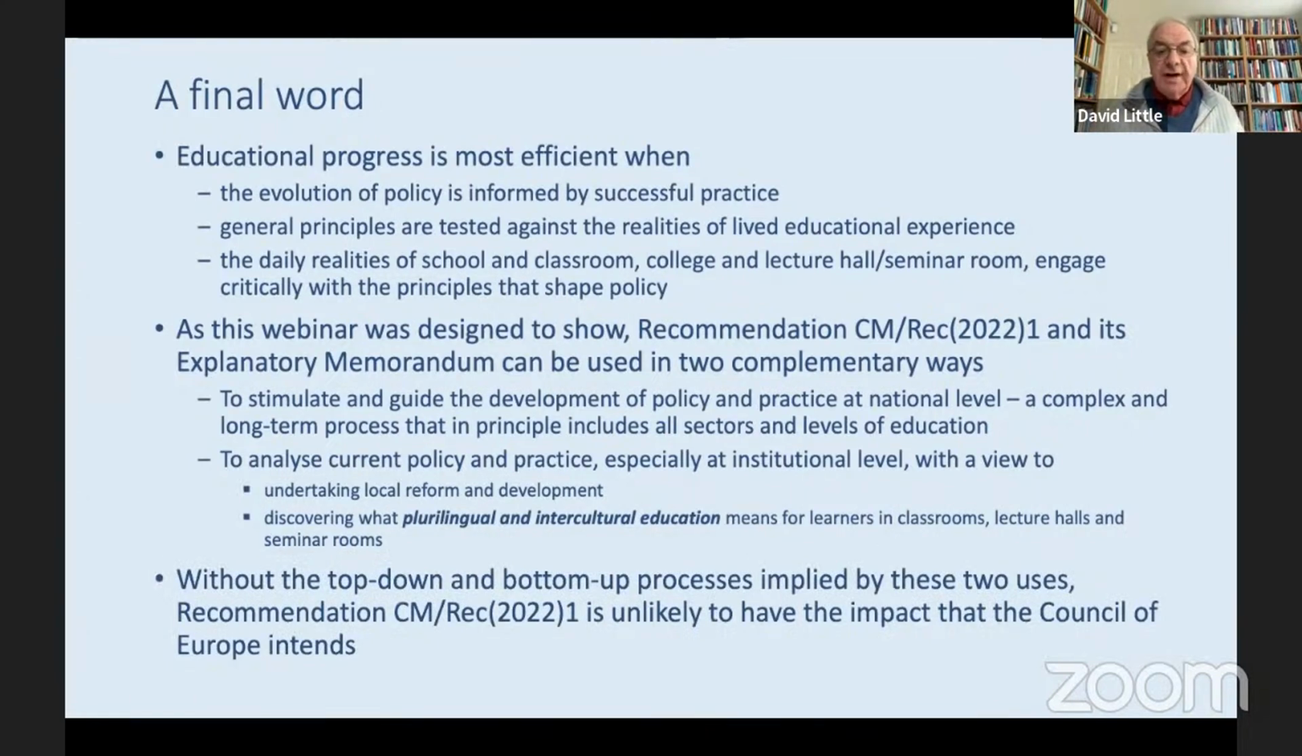Without the top-down and bottom-up processes implied by these two uses, the recommendation is, I think, unlikely to have the impact that the Council of Europe intends. If there aren't examples of local initiative similar to Skalvija Kailini, but tailored to the needs of the local context, if there aren't those, then the top-down efforts at implementation will lack grassroots support.